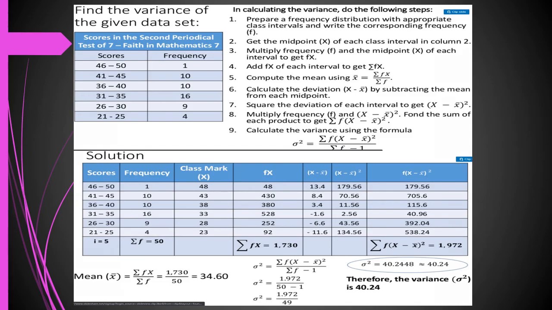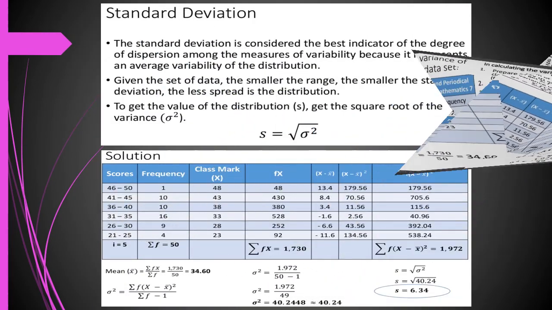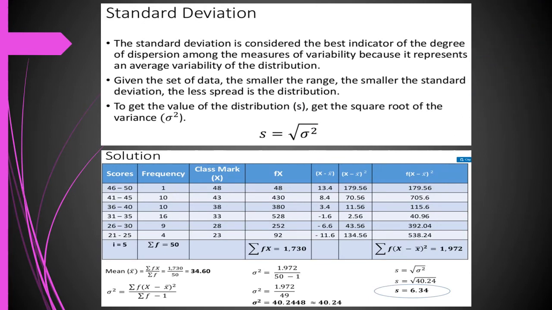Standard deviation is considered the best indicator of the degree of dispersion among the measures of variability because it represents an average variability of the distribution. Given a set of data, the smaller the range, the smaller the standard deviation, and the less spread the distribution is. To get the value, get the square root of the variance.